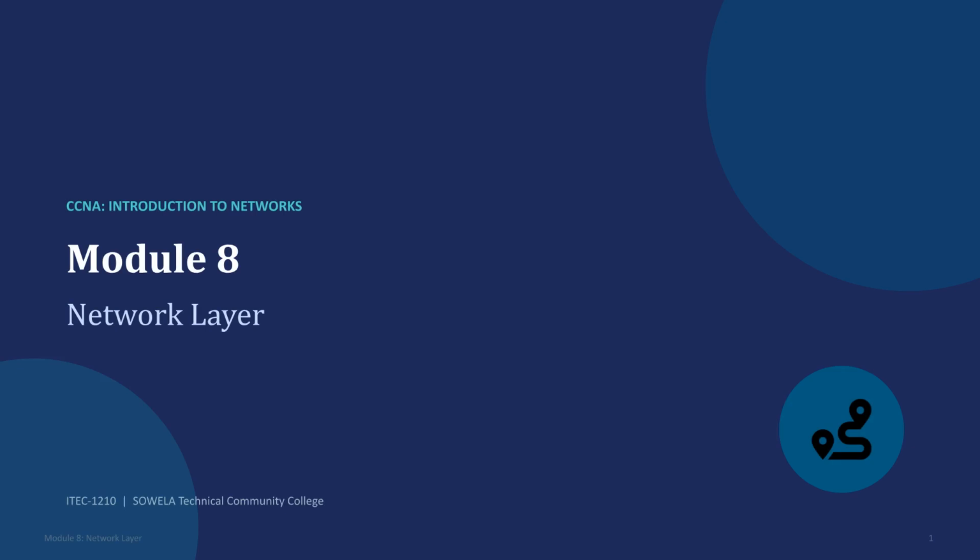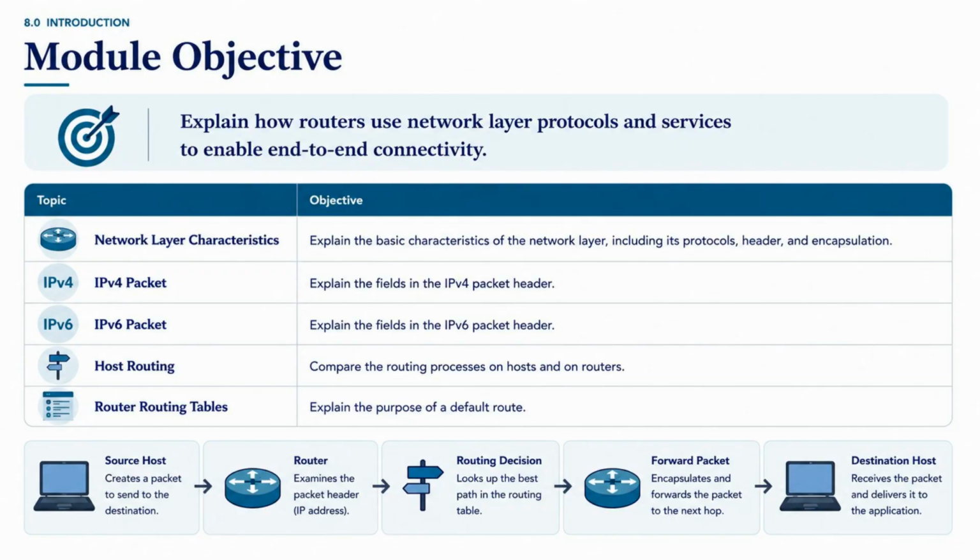Welcome to Module 8, Network Layer. This is where IP addressing gets its full formal treatment, packet headers, IPv4 versus IPv6, and how both hosts and routers make forwarding decisions. Everything from Module 3's addressing concepts becomes concrete here. Objective: explain how routers use network layer protocols and services for end-to-end connectivity.